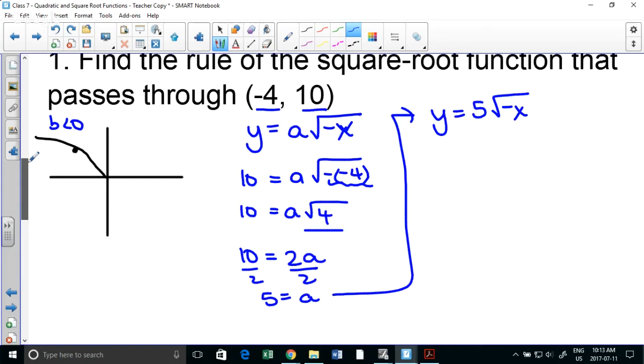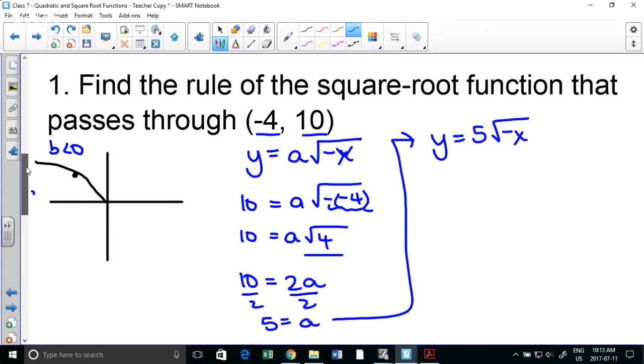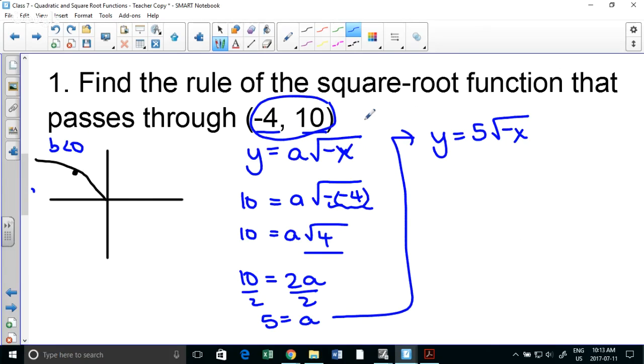Good question. So the question is, how do you know which way to sketch it? Basically you need 1 point. They have to give you 1 point. In the Cartesian plane, (-4, 10) falls in this quadrant. I know it's going to pass through (0, 0) and curve out.